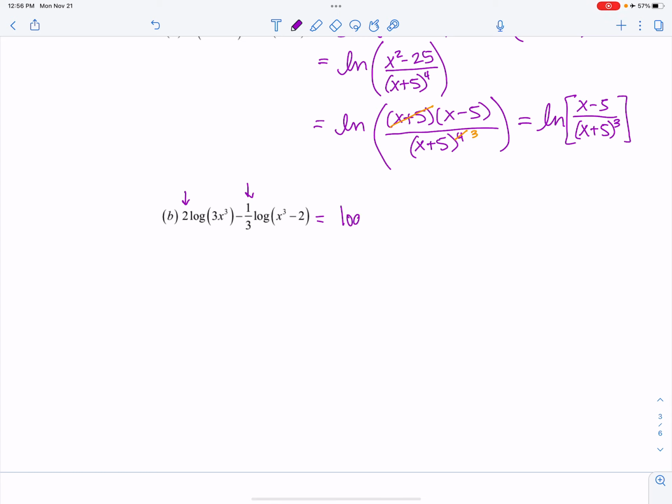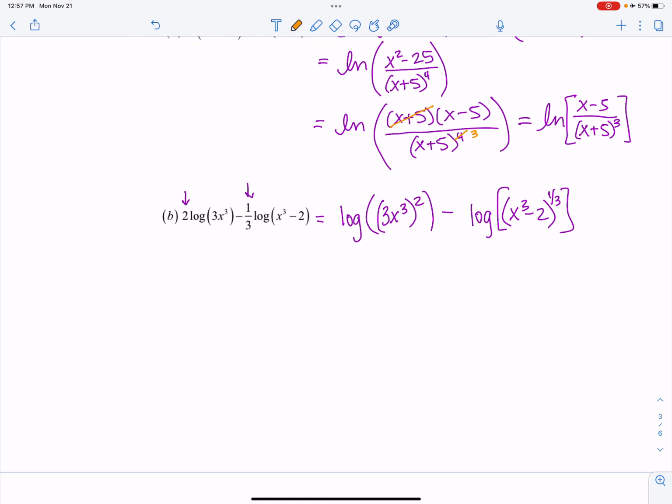So we're going to have log of 3x cubed raised to the second power, minus log of x cubed minus 2 to a 1/3 power. And that's in the log. So now that I've put the powers back in their spots with our power rule, I have log minus log. And when I have log minus log, that lets me put it into our quotient rule, right?